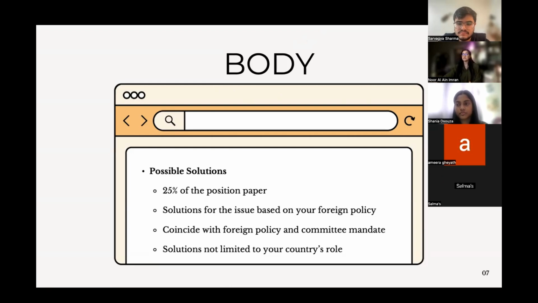And lastly, solutions should not just focus on your country's role itself, as in what you as your country can do, but also looking at how the international community, as in all committee members, can actually work towards this possible solution.